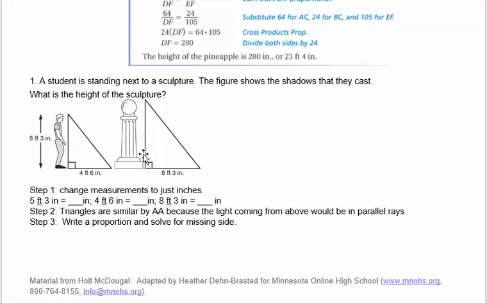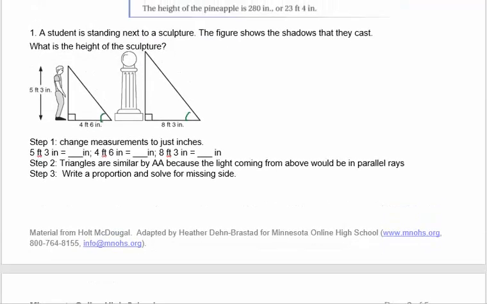This will be AA again, because of the rays of the light. I don't know if they're outside, it's the rays of the sun. If they're inside, it's the rays from the light. Those would be, we're assuming, coming from up here, so that these are parallel. So that means that corresponding angles are congruent. So we have AA again, and then you're going to write a proportion and solve.